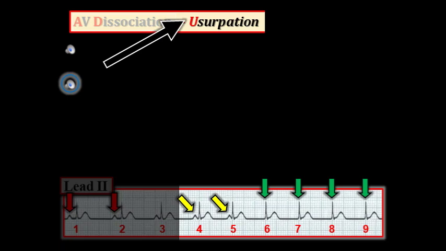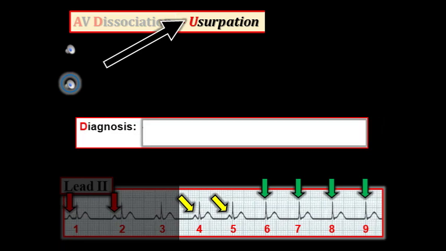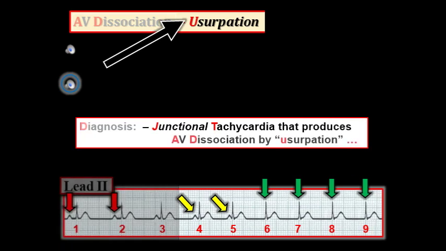Final point. The diagnosis for the rhythm on this slide is not AV dissociation, but rather junctional tachycardia that produces AV dissociation by usurpation. There may or may not be any degree of AV block. We just can't tell from the short lead 2 rhythm strip seen here. This distinction is important clinically because the AV dissociation may spontaneously resolve if we can find out and treat the reason for the AV nodal tachycardia.